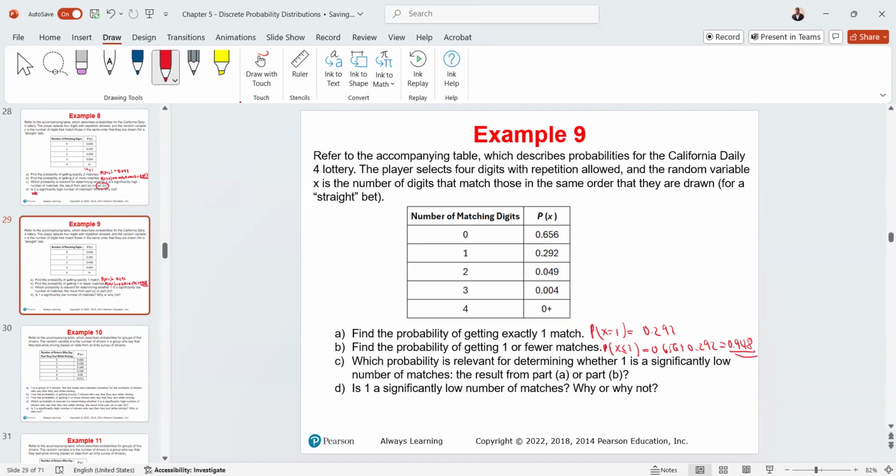Now again, which probability is relevant for determining whether 1 is a significantly low number of matches, part A or B? Again, if you look here, it's part B, because it's the probability of the given or more extreme results. Is 1 a significantly low number of matches? It's a no, because the probability of 0.948 is not low. It's not less than 5%. So that's a big no.